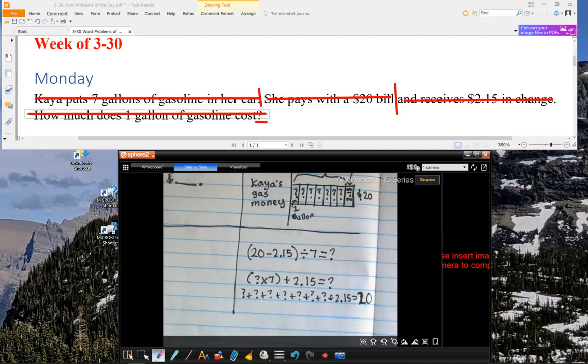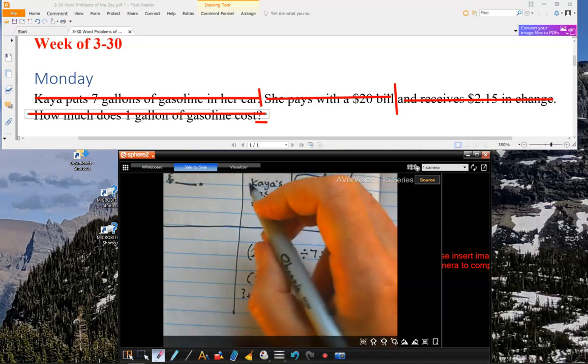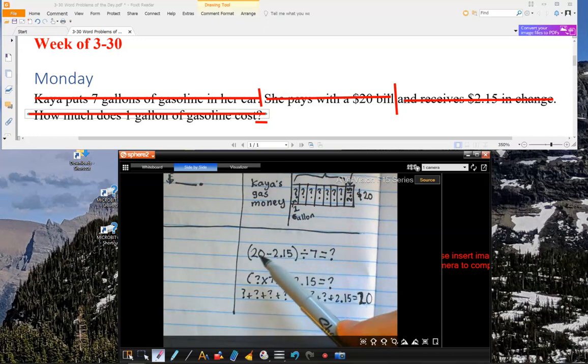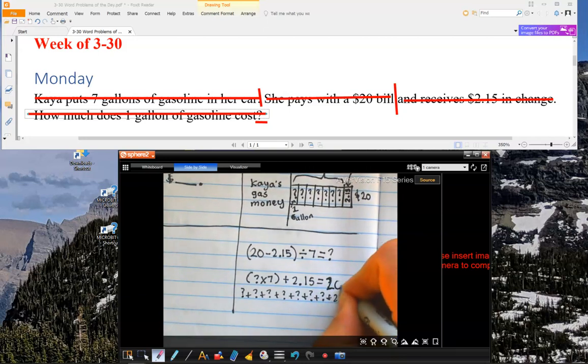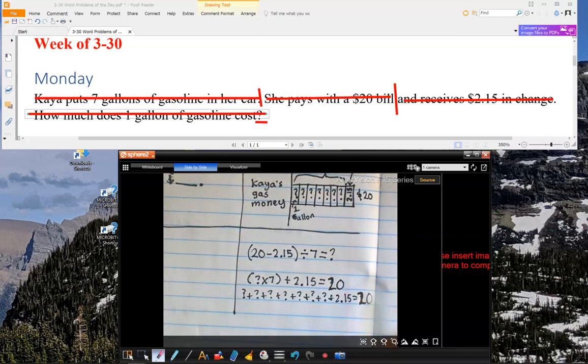Okay, here are a couple of ideas that I had for expressions that you could use here. The first one I came up with was 20 take away the $2.15 and change, divided by the 7 parts in the gallons, is going to equal the question mark, which is how much 1 gallon of gas costs. You might also try it as question mark times 7 plus $2.15 equals, instead of a question mark here, I'm going to put 20 because I already know how much the total amount of gas is. And the same thing here, but done with addition: question mark plus question mark plus question mark plus question mark plus question mark plus question mark plus question mark plus $2.15 equals $20. So any one of those is going to work for you.